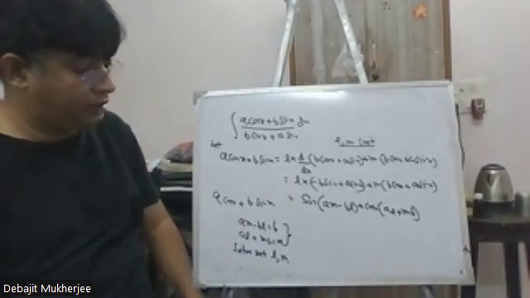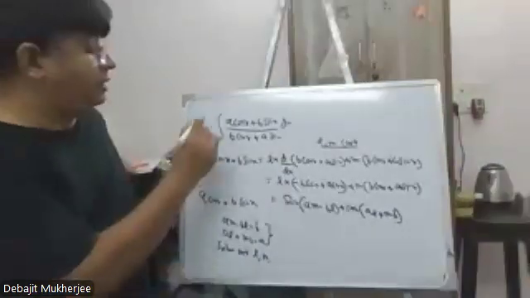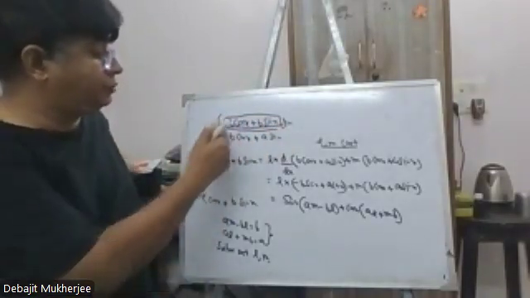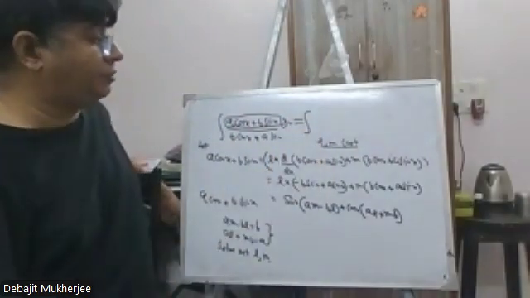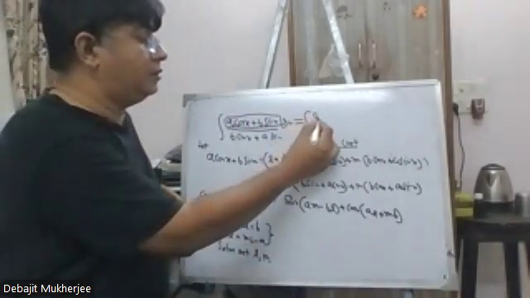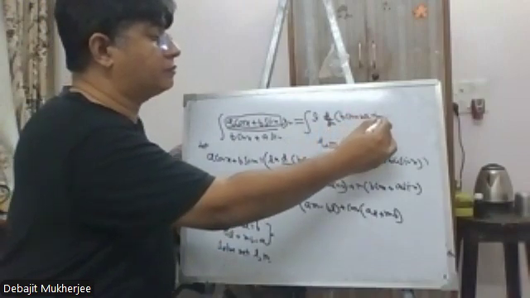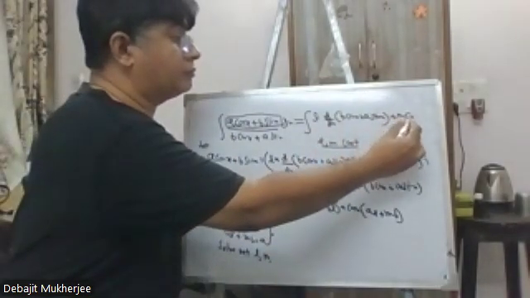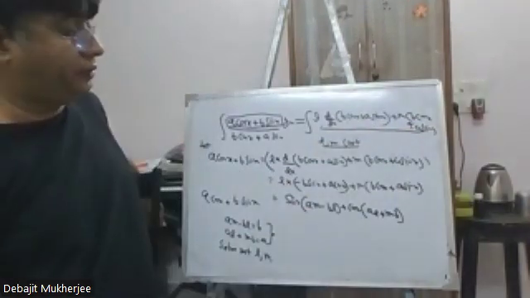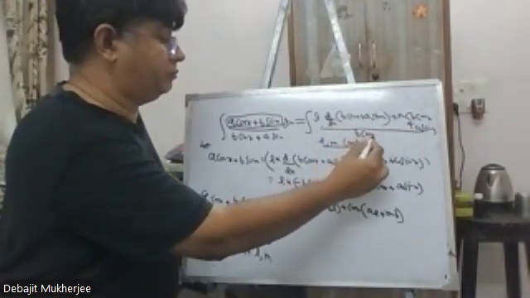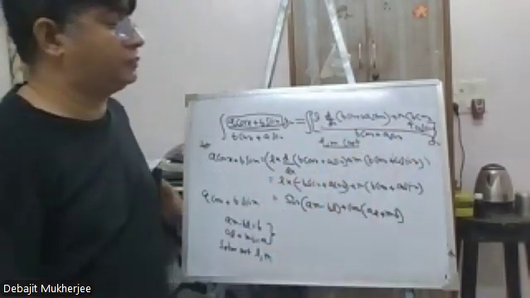Now, the next step should be what? Instead of this numerator, you have to replace this part. Integration of L times the differentiation of the denominator, by the denominator, with respect to x.